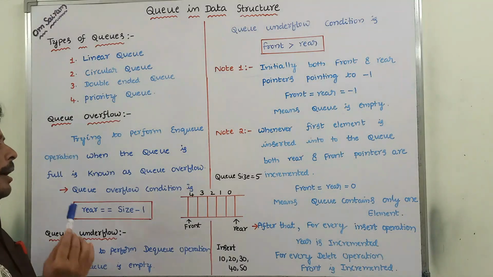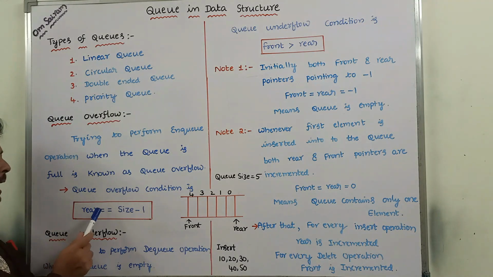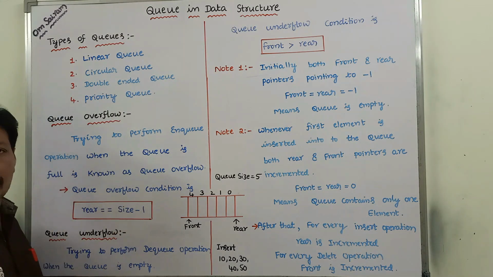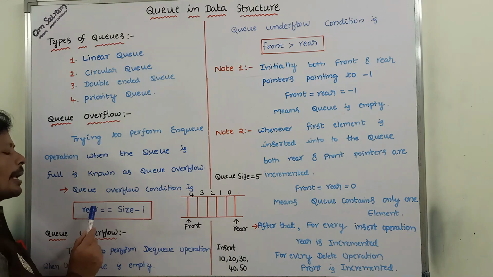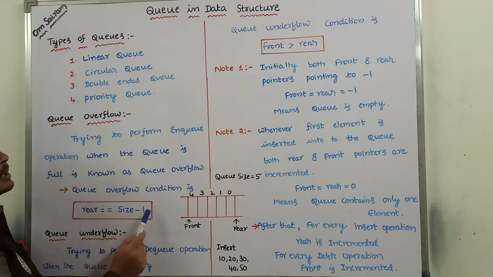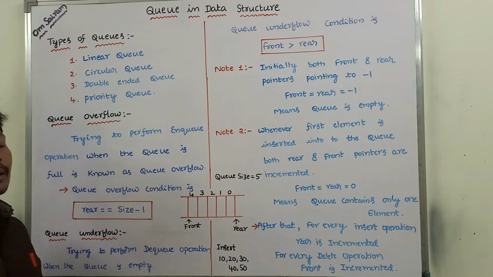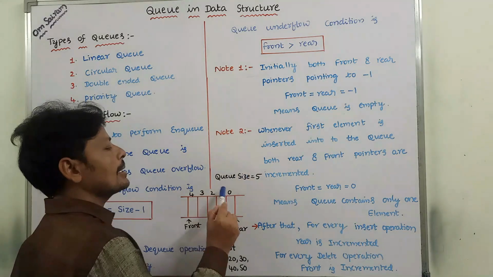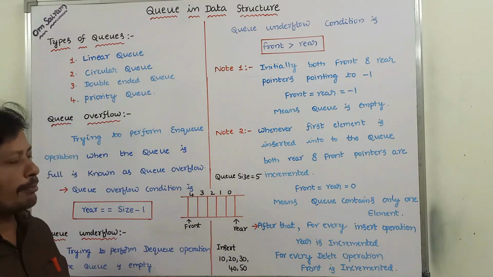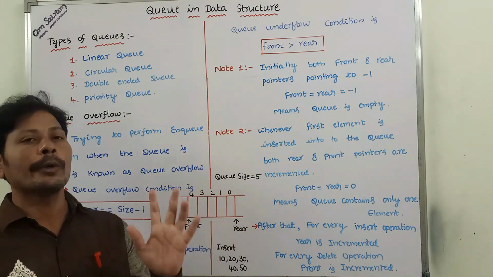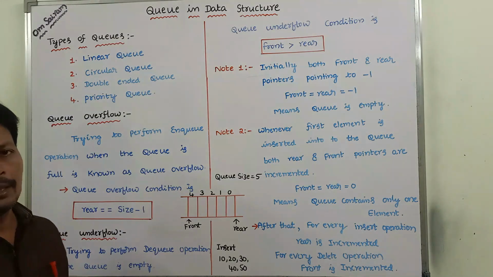What is the syntax for queue overflow condition? rear equal to size minus 1, where size is nothing but the size of the queue. For example, here queue size is 5. That means it can store only 5 elements.